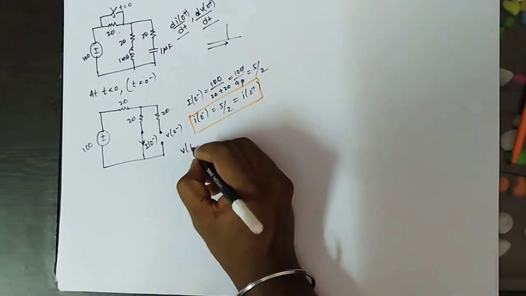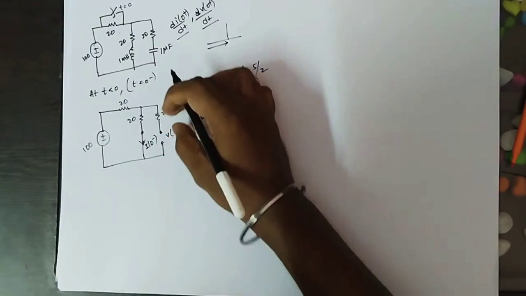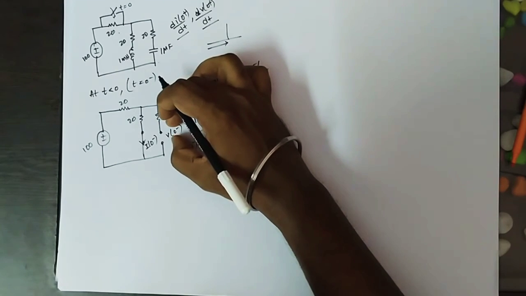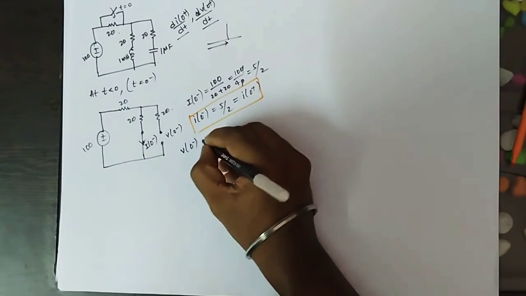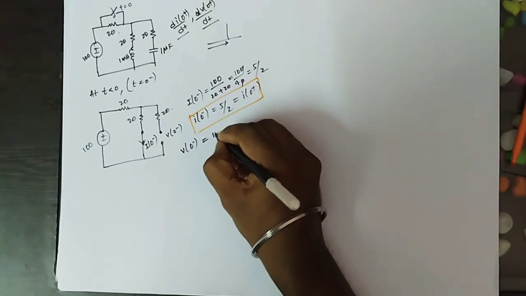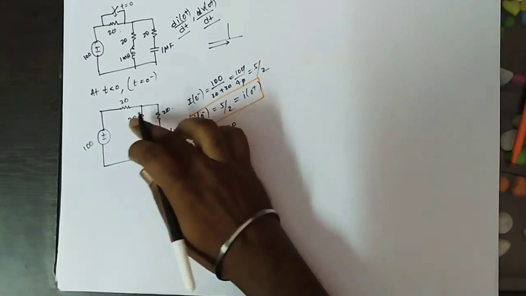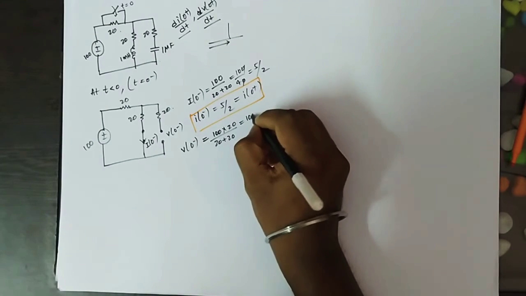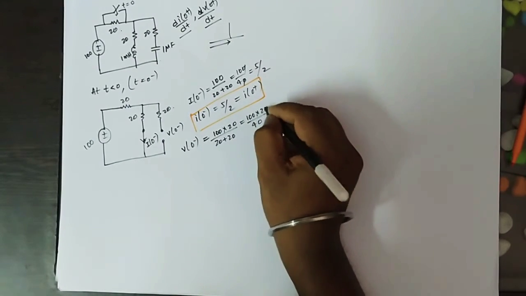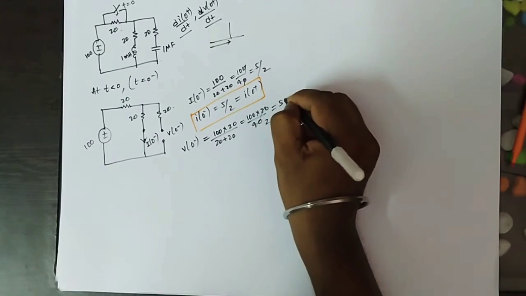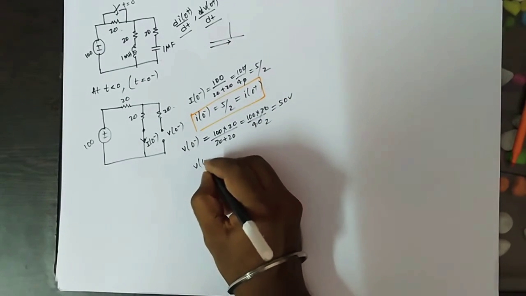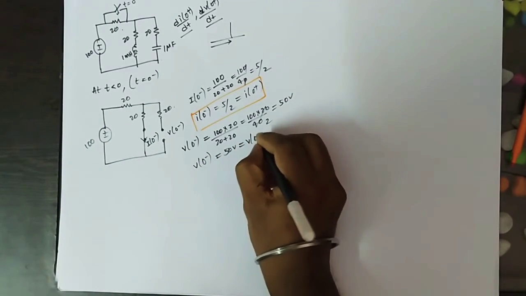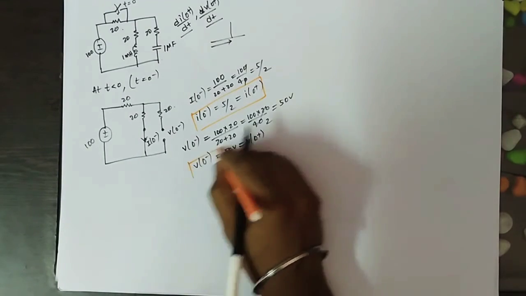Now V of 0 minus means the voltage across this terminal, that means this will be inactive, then the voltage across 20 ohms will give you the voltage across these two terminals. So V of 0 minus by the voltage division rule is 100 into 20 by 20 plus 20. So this gives 100 into 20 by 40, which gives you 50 volts. So V of 0 minus equals 50 volts, that is equal to V of 0 plus. This is also one output you got.